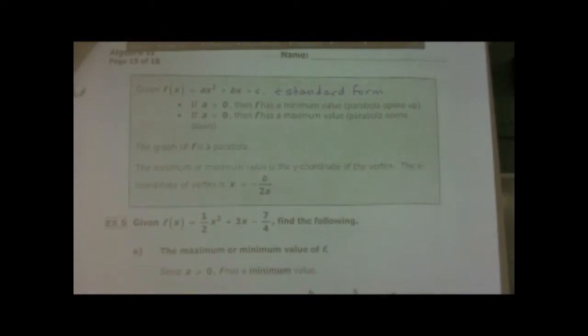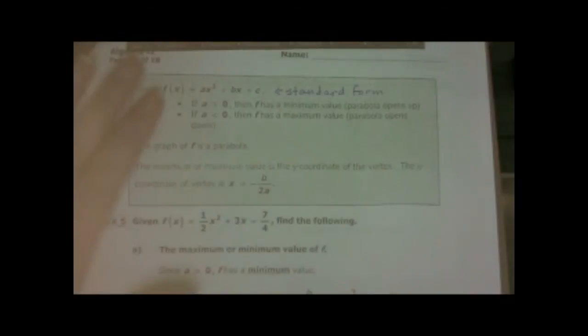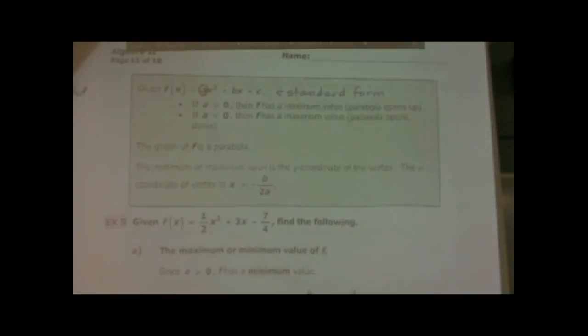Now, if you remember yesterday about how we rewrote a function in standard form into vertex form, you may remember one thing. This a is the same a in vertex form. All right? So, if a is greater than 0, then this is concave up. So it's going to look like this. What that means is that down here, it has a minimum value. In other words, a lowest value.